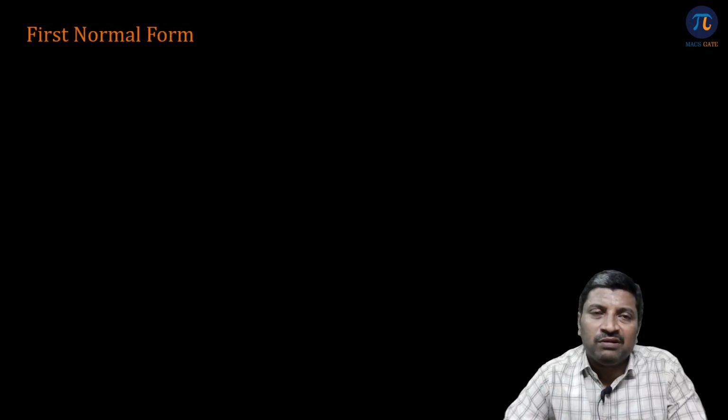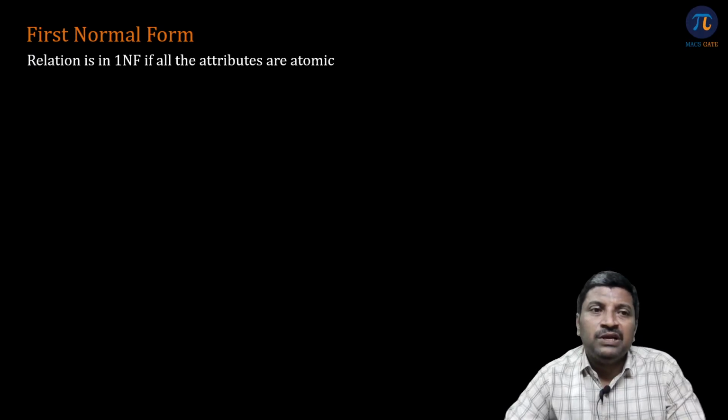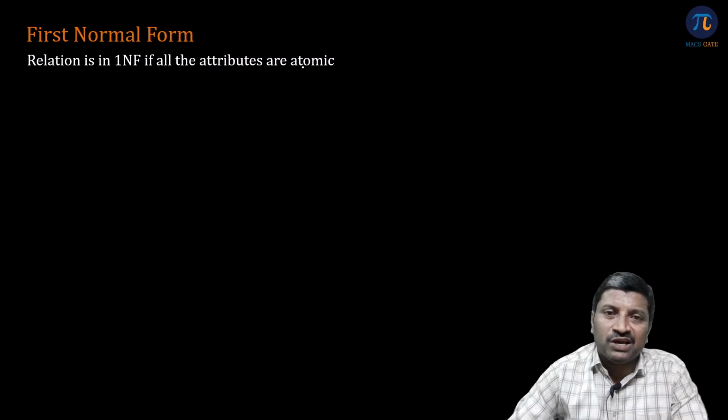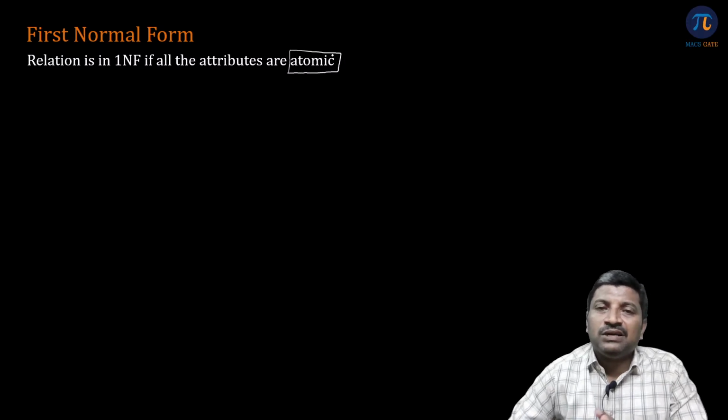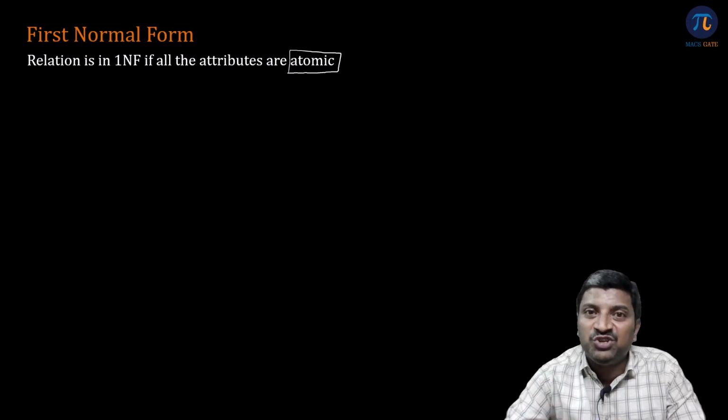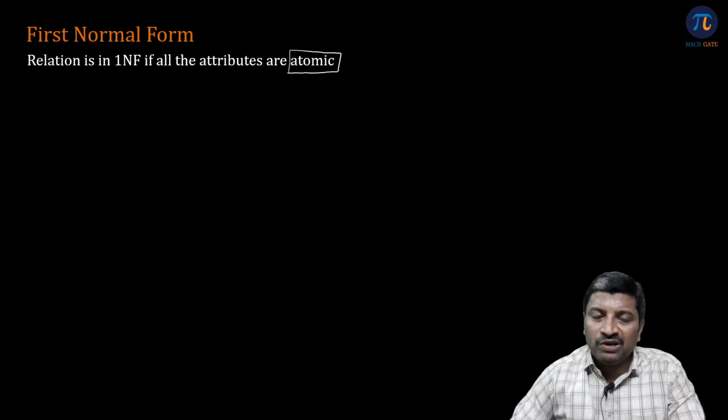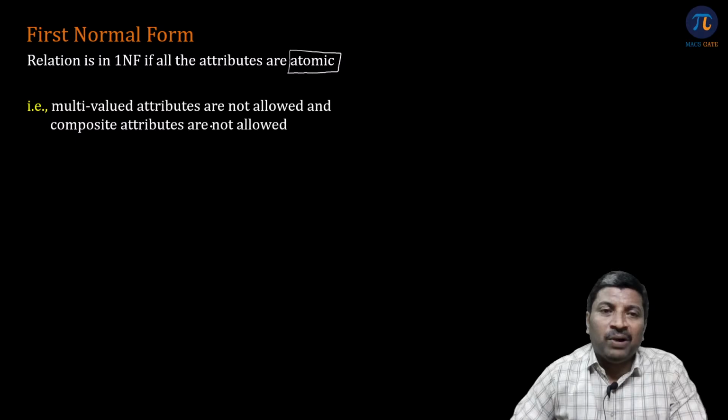Coming to the first one, first normal form. What does the first normal form say? A relation is in 1NF if the attributes are atomic. What does atomic mean? The attributes are indivisible; they cannot be divided further. So you can say multi-valued attributes are not allowed, and composite attributes are not allowed.